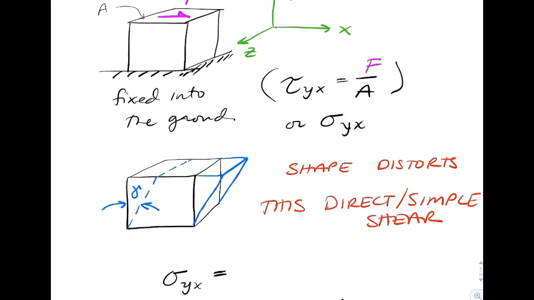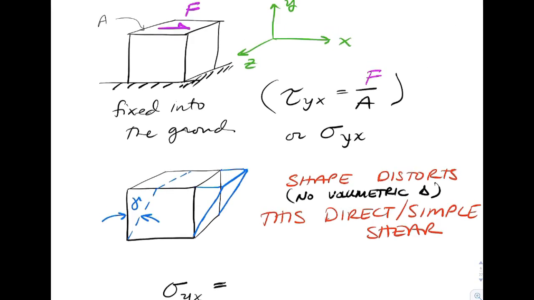And so that creates a shape distortion, but there is no volumetric change when this occurs. So this type of shear is called direct or simple shear.